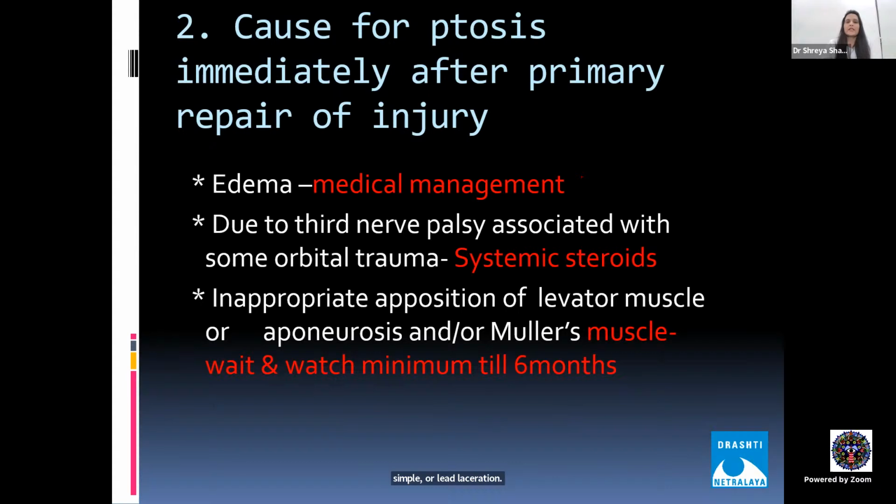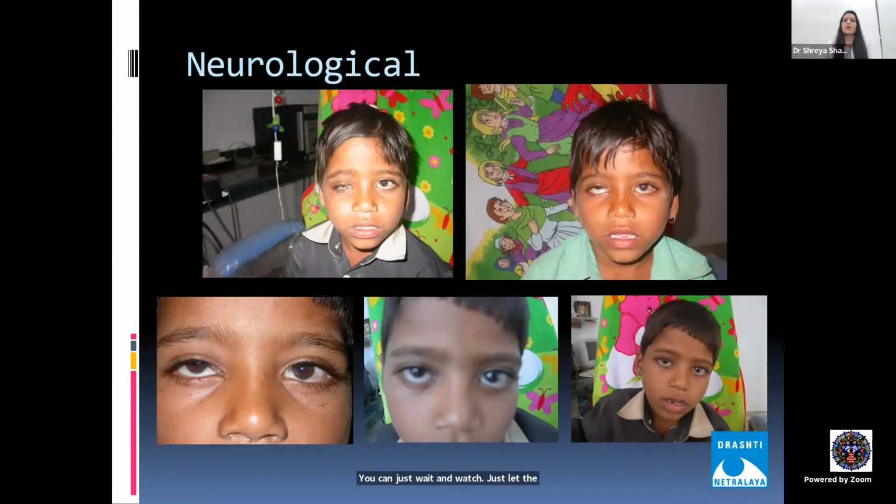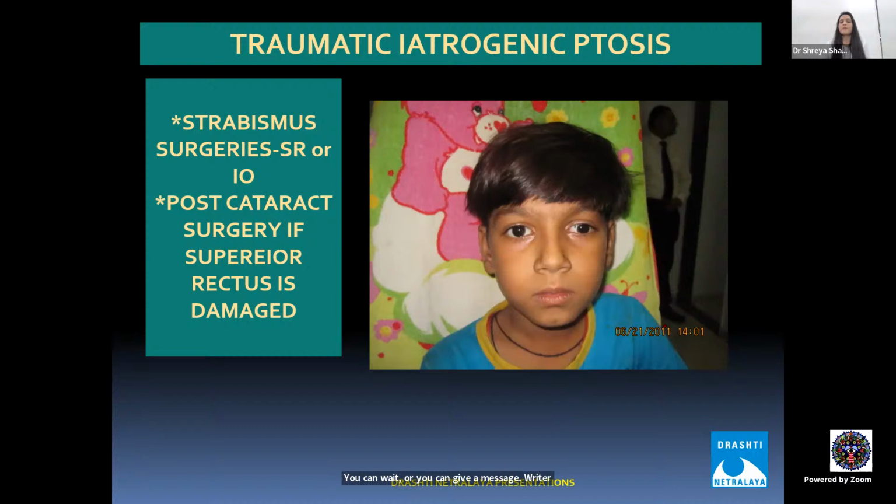When there is edema, for medical management sometimes you may have to give systemic steroid, or you can just wait and watch. Just let the edema subside and then treat. For neurological causes, again, you can wait, or you can give steroid supplementation. Sometimes patients have had strabismus surgery, and that is iatrogenic trauma to the lid, which needs to be taken care of.